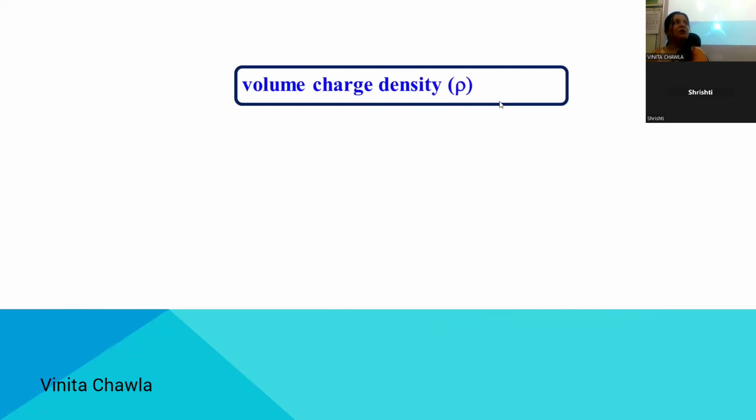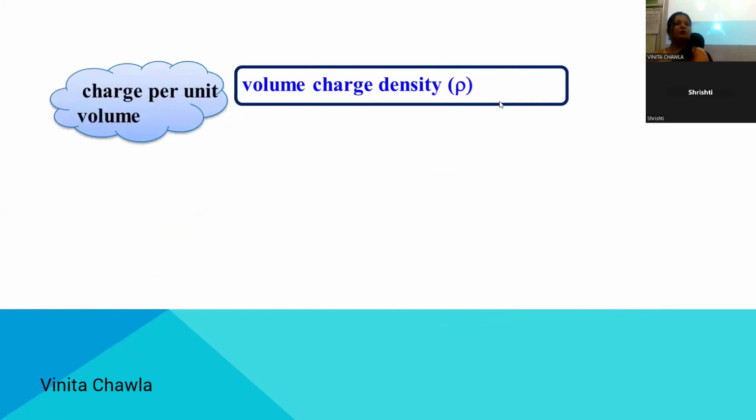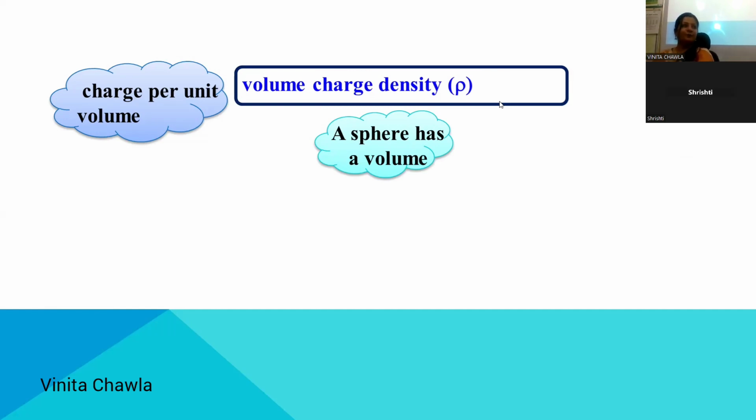Now let's move to volume charge density. Volume charge density is denoted by the letter rho, and it is charge per unit volume, because here we have volume. A sphere has a volume, a cube has a volume, a cuboid has a volume. For these three-dimensional shapes we find volume. So rho is charge per unit volume.